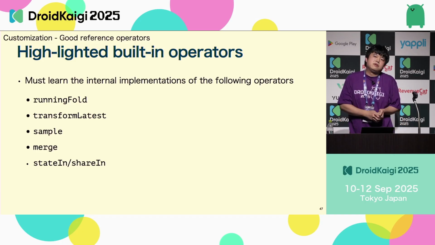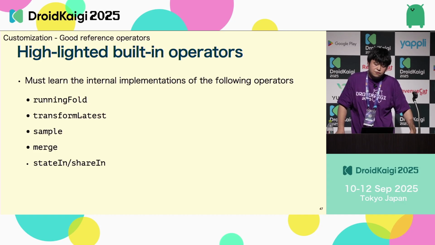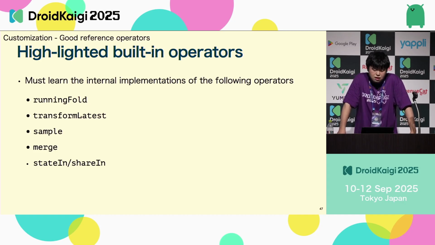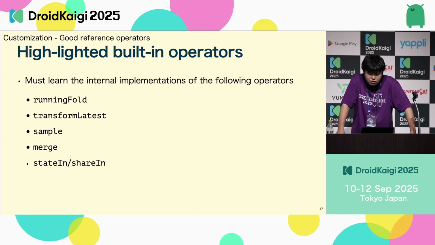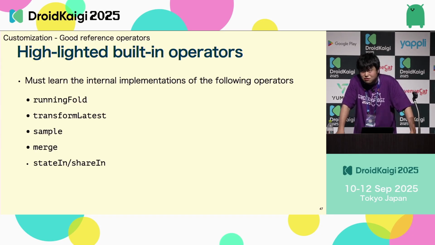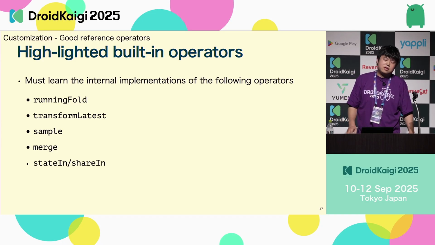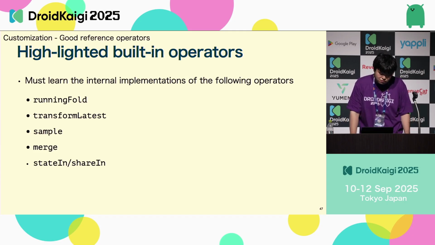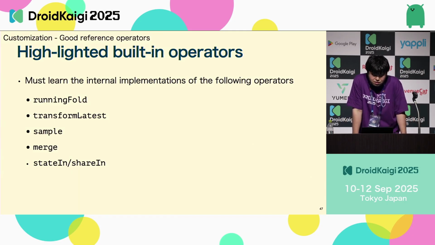From my experience, these 5 operators could cover the points of advanced custom operators, or finding a solution to mysterious bugs in flow. You should check the internal implementations of running fold, transformLatest, sample, merge, and stateIn or shareIn.